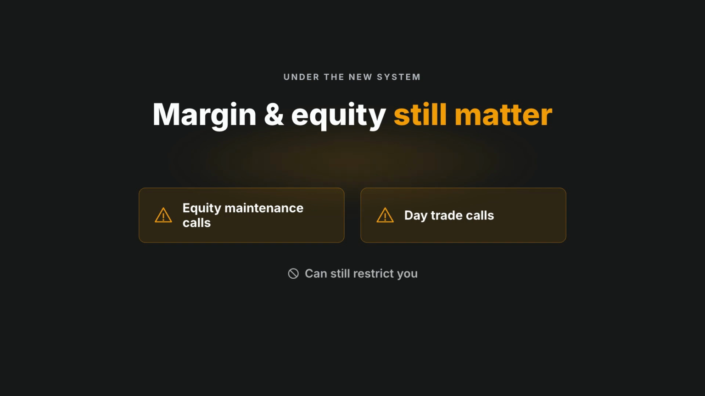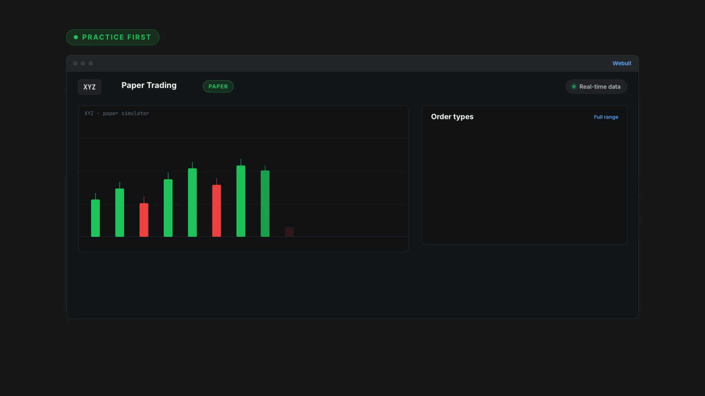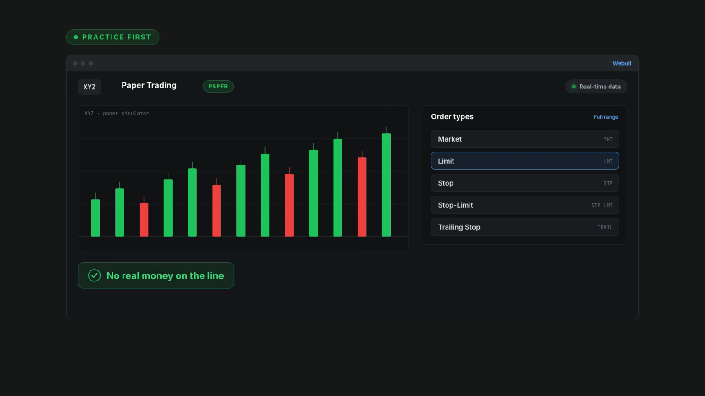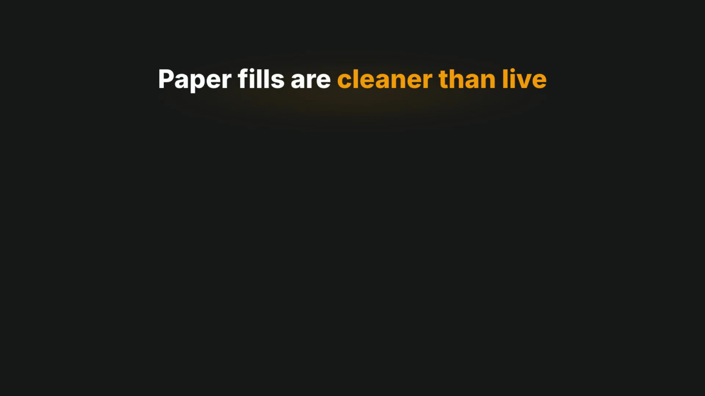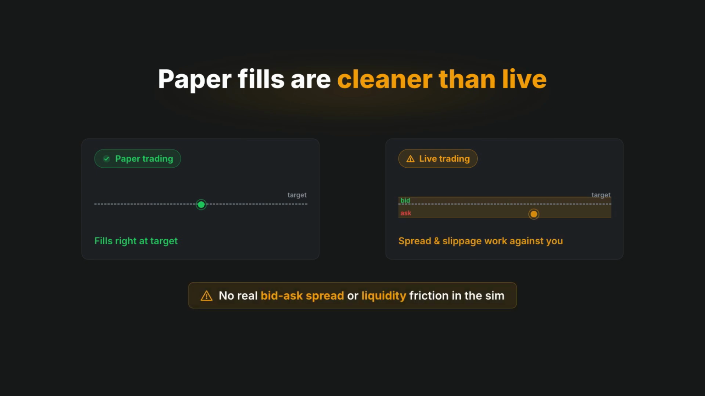Practice first. Given how fast day trading moves, it's genuinely worth spending real time in Webull's paper trading simulator before committing actual capital. It runs on real-time data with the full range of order types, letting you get a feel for execution speed without any real money on the line. Just know fills in paper trading happen more cleanly than live trading really allows, since there's no real bid-ask spread or liquidity friction working against you there.